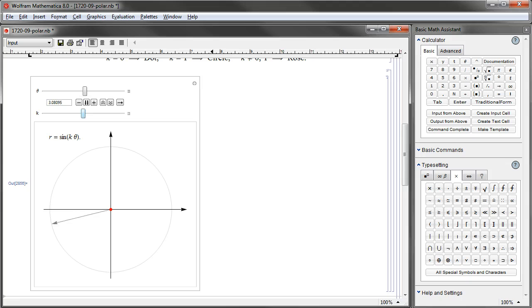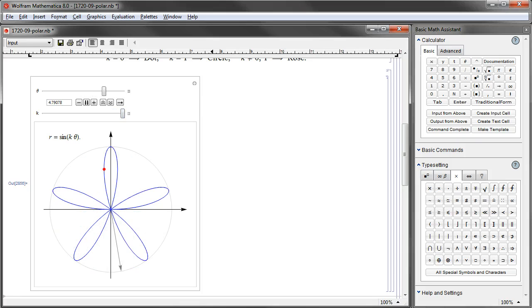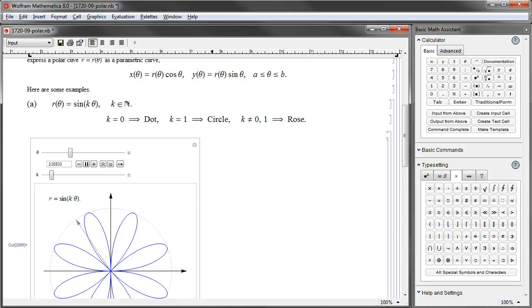But if I change my k value, things are a little bit different. k equals 1, we have a circle, and again we have the same kind of behavior. r can be either positive or negative, so the red dot can be either in the same direction or in the opposite direction. Whenever it changes, it runs through the origin. Another k value, we have a different polar curve. Still a different polar curve if I change my k value. Still different. Another polar curve like that. Your k value can be negative too.